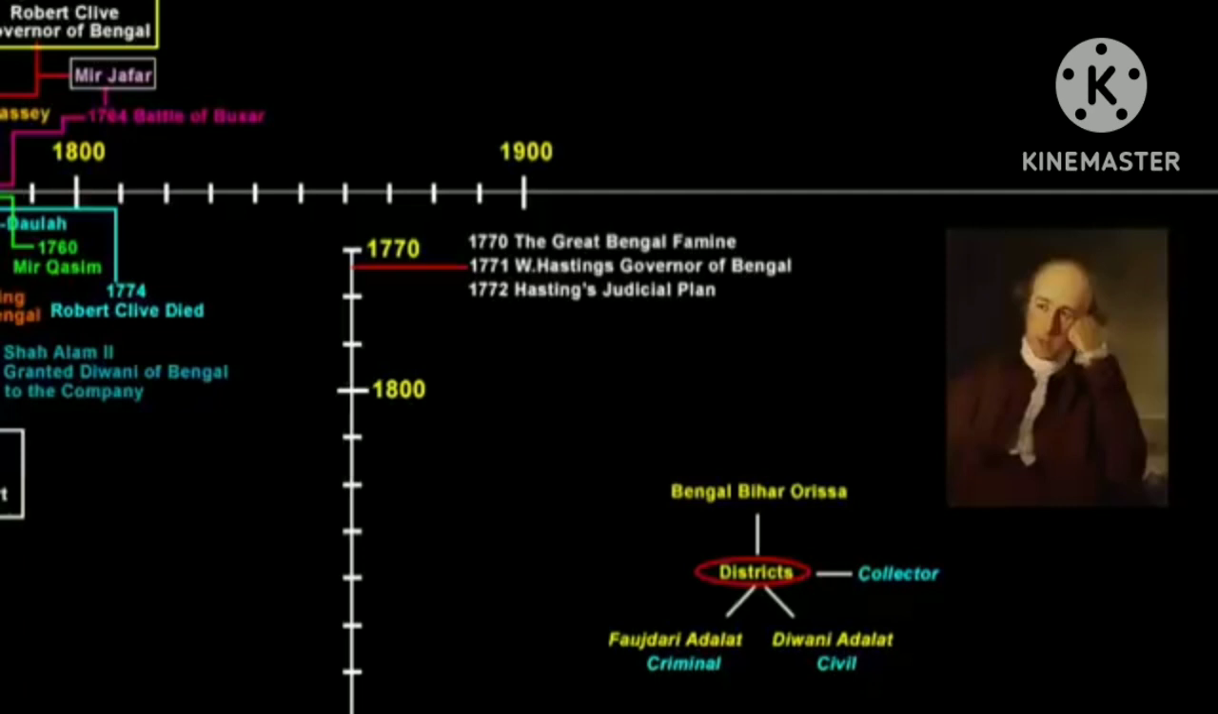There was a constant loot going on. The change in the judicial system in 1772 to some extent brought back the confidence of the people in the government and the justice which they once had under the Nawab rule. But even this plan had a big defect. There were actually two huge defects in Hastings' plan. One was that now the collector acted as the administrator, the judge, and the magistrate. If you see, too much power was given to a single official.